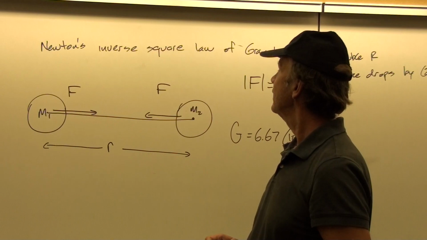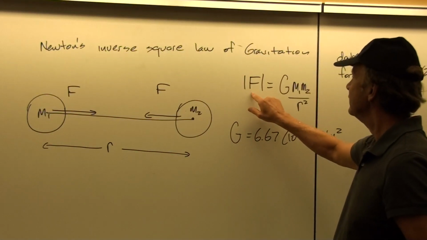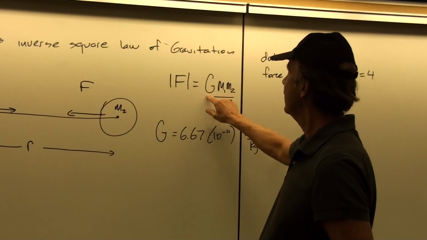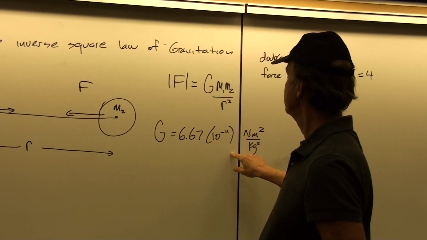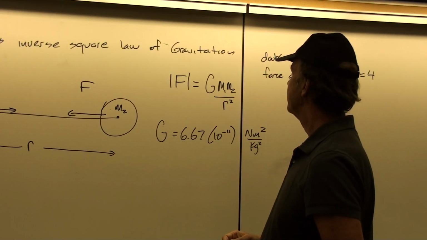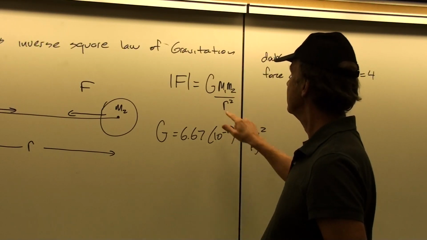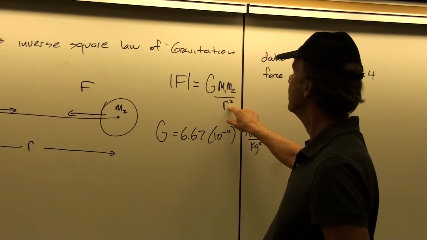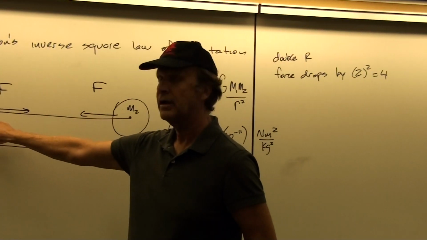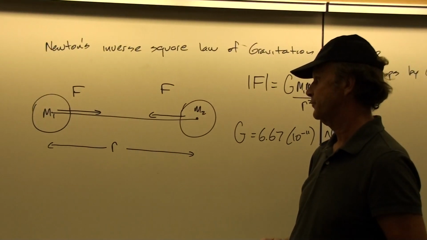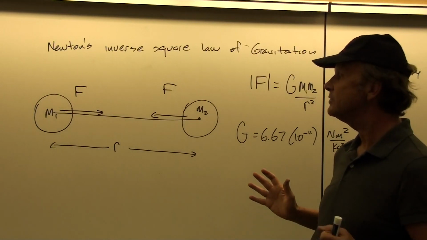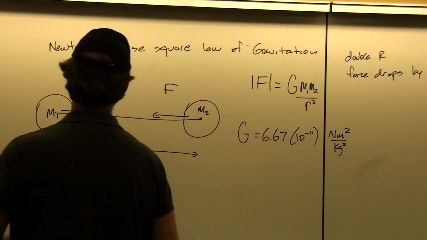Newton's inverse square law of gravitation is basically that the magnitude of the force is equal to a constant, called our universal gravitational constant, multiplied by the product of the two masses in kilograms and divided, this is very important here, by the distance between the centers of the masses squared. So this is a very powerful distance dependence on the gravitational force.